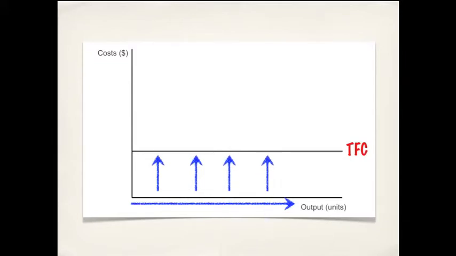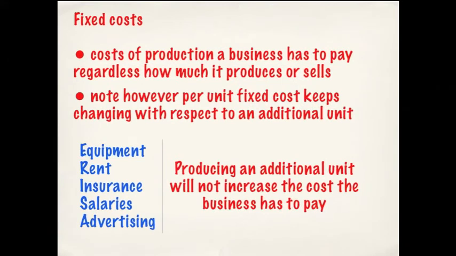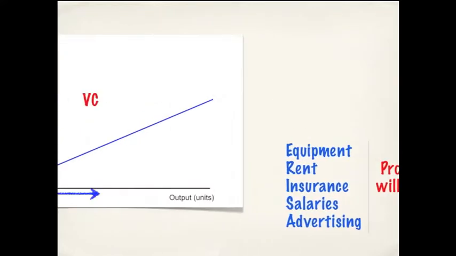Now you may ask me, what are the examples of total fixed costs? Total fixed cost includes the following. Let's return to our example, HTC. As they produce 1 more unit of phones, it's still the same machine, same rent they're paying, same insurance they're paying, same salaries they're paying, same advertising costs they're paying. Producing 1 extra unit will not increase their total fixed costs.